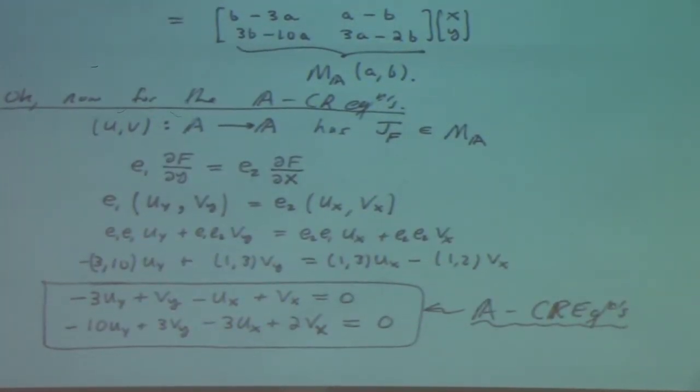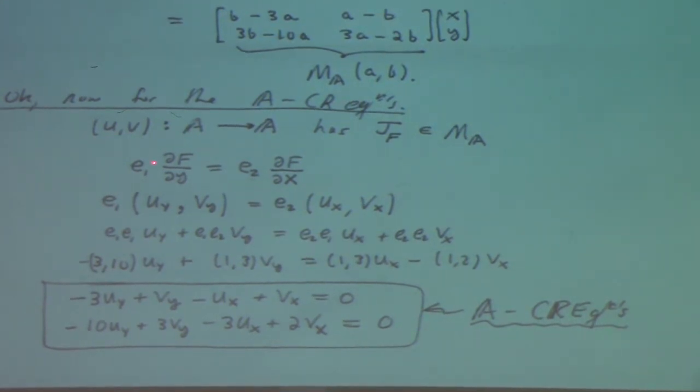I call these the symmetric Cauchy-Riemann equations because they don't play favorites. There's no expectation that anything's a unit or anything special. It just says that the algebra multiplication and partial differentiation are related in this way, in the most plain Jane, not specialized Cauchy-Riemann equations that I can come up with.